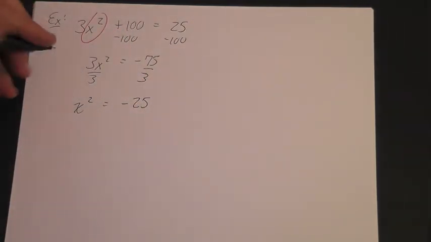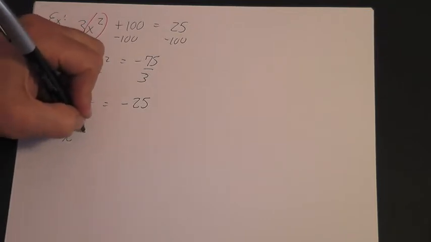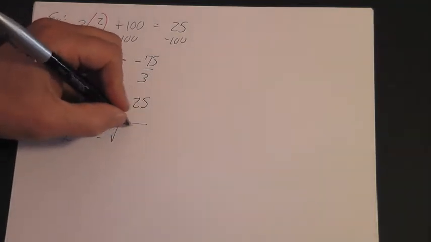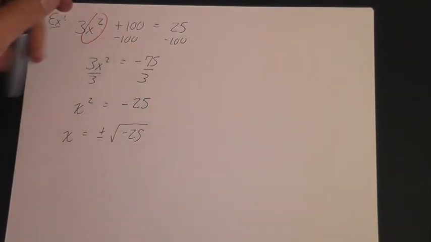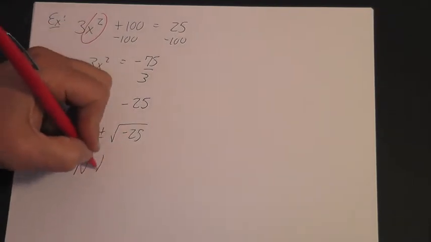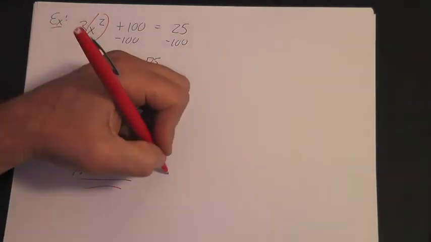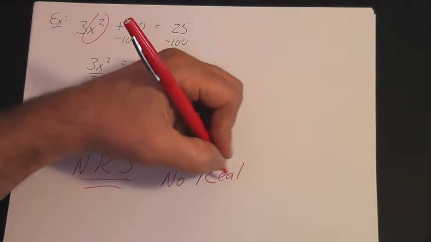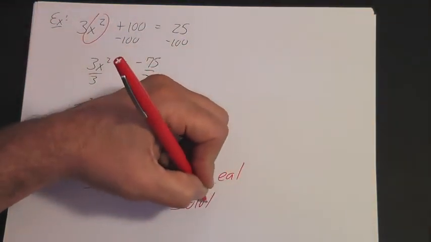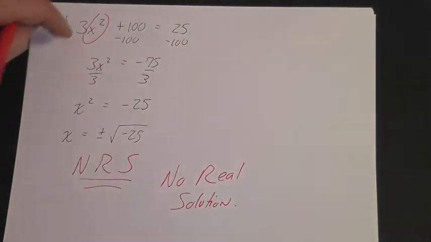At that point, I could take the square root of both sides. But when you have a negative on the inside of a square root, then that's no real solution. Sometimes we abbreviate it NRS, or just no real solution, which means that there's no real number that exists which can solve this problem.